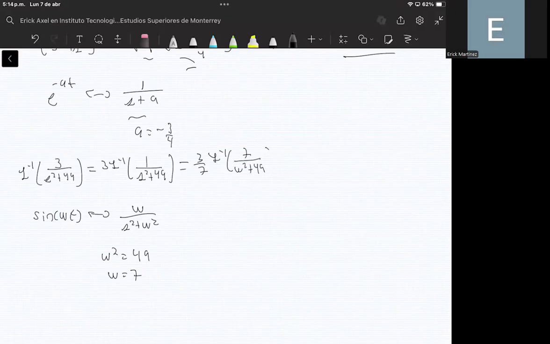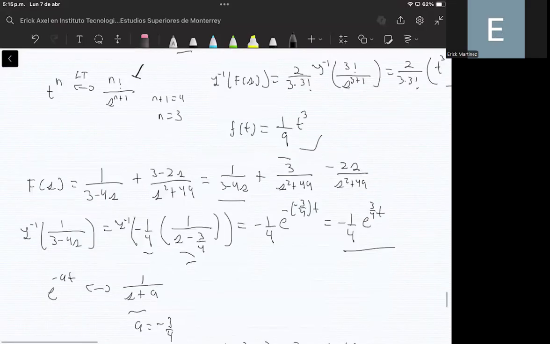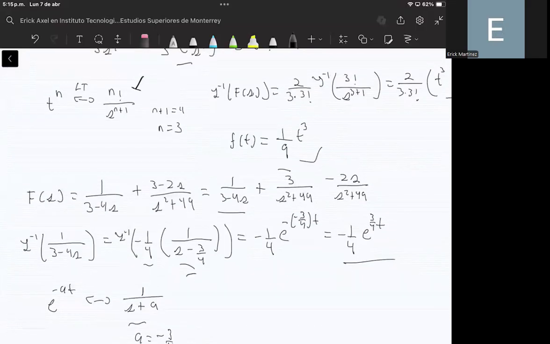Okay, we need to compute the inverse Laplace transform. But based on this expression that we obtain by multiplying the numerator and denominator by 7, we can now apply directly the inverse Laplace transform, that is this sine wave. So this is equal to 3 over 7 times the sine of omega, that in this case is 7 times t. Okay, so this is the inverse Laplace transform of this term, but we are missing the last one, no?